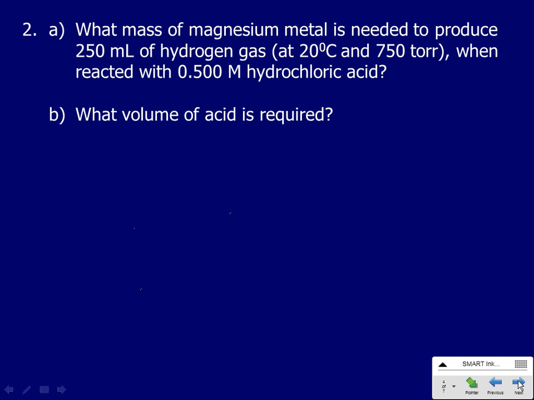Again, no need to wait for me to lead the way. They're just regular stoichiometry problems. In this case, we are going to need to use PV equals nRT and do a little extra calculation on the side, but that's okay. We can still set everything up. What mass of magnesium metal is needed to produce 250 milliliters of hydrogen gas at 20 degrees Celsius and 750 torr when reacted with 0.5 molar hydrochloric acid? Let's worry about the balanced chemical equation first. What are the reactants in this one?